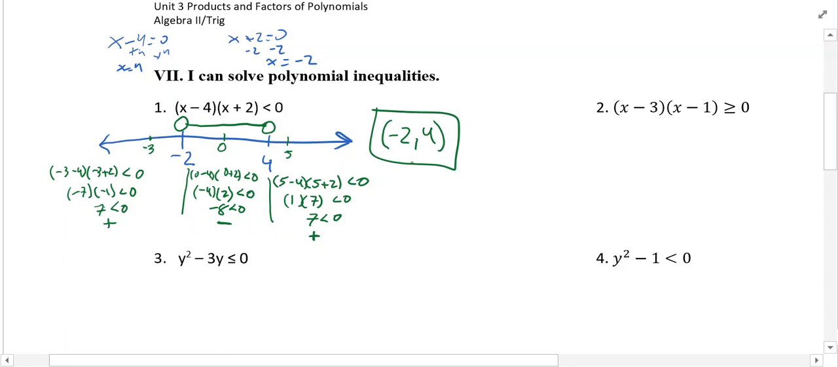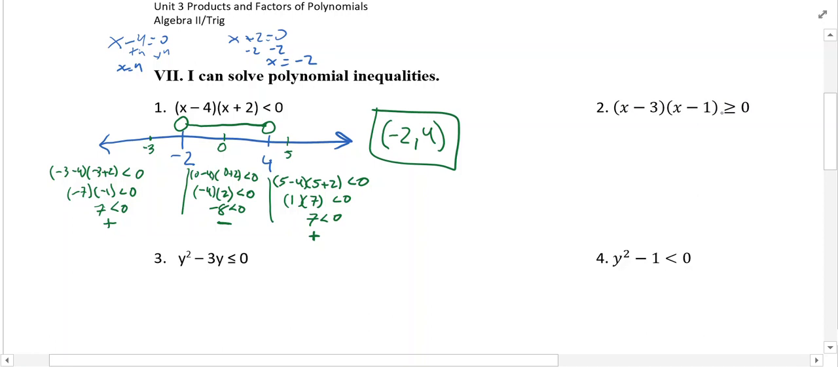All right, let's go ahead and go to the next one. Again, you always want to start by saying, okay, this is x minus 3 times x minus 1 is greater than or equal to 0.